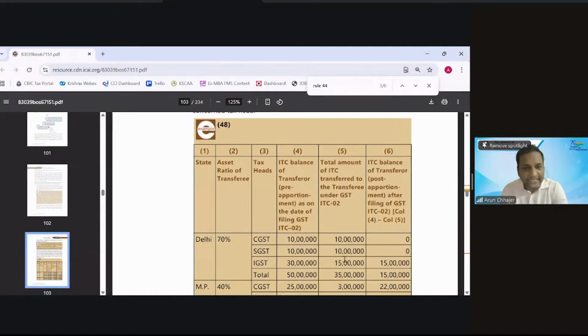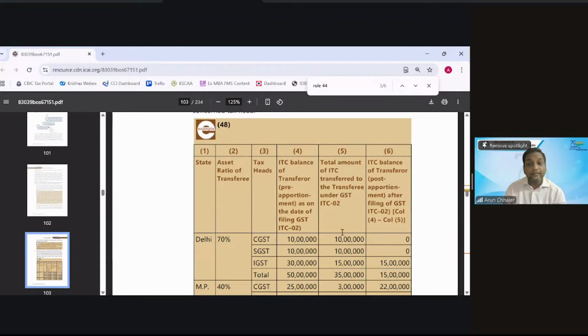Take State Delhi, asset ratio of the transfer is 70%. Now, the total ITC balance of the transferor pre-apportionment as on the date of the filing of ITC 02, we will take the total value 50 lakh. 50 lakh का 70% कितना हुआ? 35 lakh.